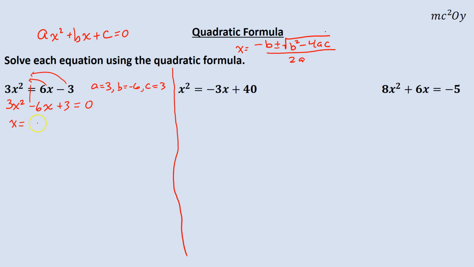So we have x is equal to the opposite of b, the opposite of negative 6, plus or minus the square root of b squared, so negative 6 squared, minus 4 times a times c, all over 2 times a. All right. And so that is going to equal negative negative is positive, so we get 6 plus or minus. Negative 6 squared is 36 minus 4 times 3 times 3. In this case, well, negative 4 times positive 3 times positive 3 is negative.